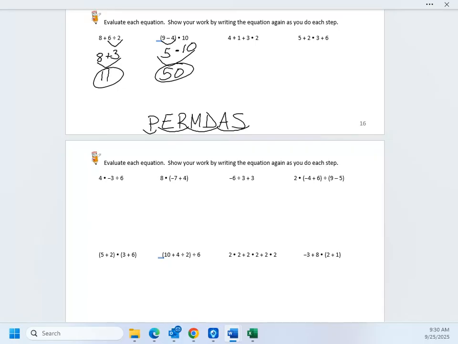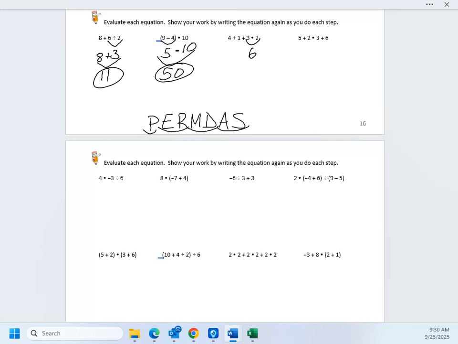Let's do our next one. 4 plus 1 plus 3 times 2. What do I do first? Looking at the order of operations. Michael? Multiply 3 times 2. I'm going to multiply because I don't have any parentheses. I don't have any exponents or radicals. I do have a multiplication. 3 times 2 is what? 6. So I'm going to put the 6 under that.